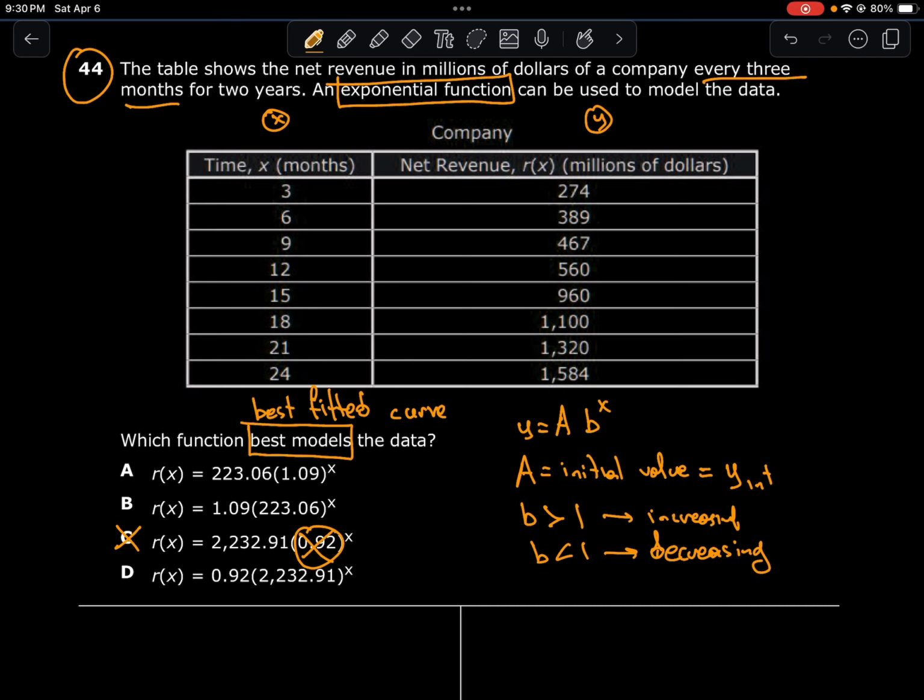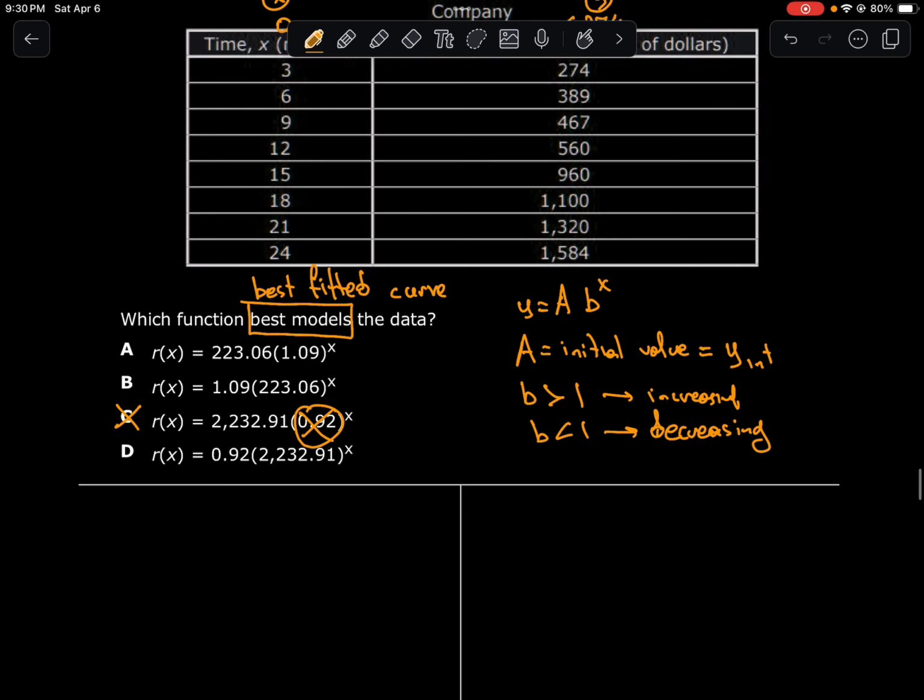If I want to use a little common sense and I read those values that I got, I see here that after 3 months is 274, then 389. Well, what is initially? Initially is at 0 months. It's going to be less than 274. Do we have anything that's less than 274? Well, 223 is less than 274, but also 1 is less, and also 0.92 is less.